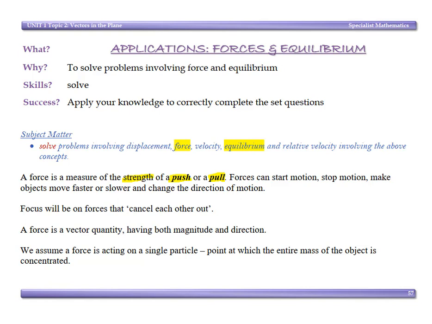Now, focus will be on forces that cancel each other out. So what we mean by that is we're looking at equilibrium. Now, force is a vector quantity. It has both magnitude and direction. Now, we're going to assume a force is acting on a single particle, a point at which the entire mass of the object is concentrated. And that's what physics is based on.